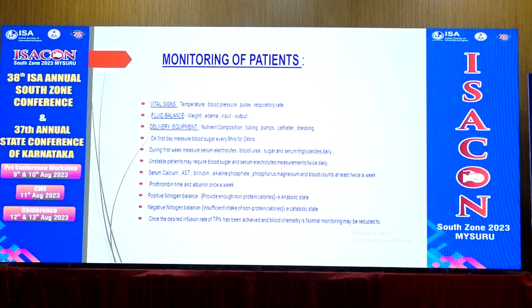Monitoring of patients. During enteral or parenteral nutrition, we have to monitor all the vital signs and fluid balances, delivery of the equipment on the pumps, and electrolytes during the first week. For the first day, measure the blood sugar level every 6 hours for 24 hours, and we have to keep a positive nitrogen balance.